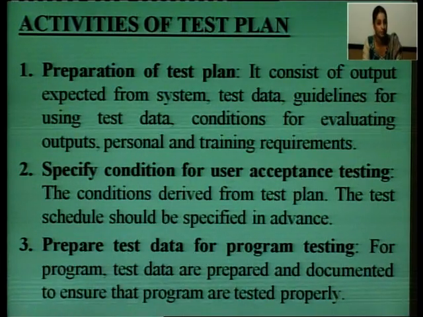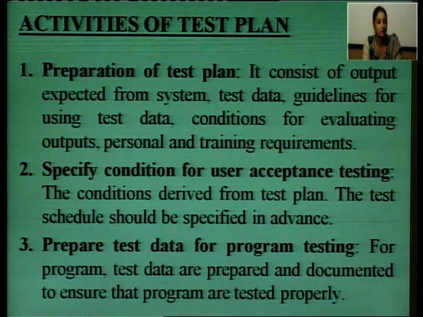Now, the preparation of the test plan. It consists of the output expected from the system. It tells us what output we expect from the system. Test data: it gives us the various data on which we have to perform the test. Guidelines for using the test data, conditions for evaluating the output, and the personnel and training requirements. All the requirements, evaluating data, and guidelines for the test data are done in this phase.